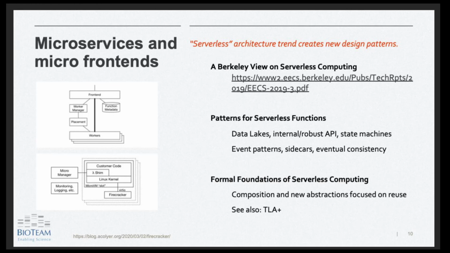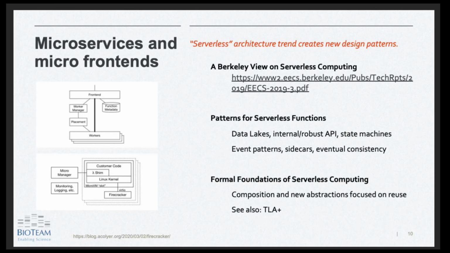And with that, we have a whole new set of design patterns emerging. The types of patterns we see in serverless are new styles of data lakes, different robust API techniques, state machines, heavily event-based patterns, security sidecars, and different ways of talking to containerized applications, and then just dealing with things like eventual consistency, right? This is a new paradigm in computing that we're just adjusting to now. The cloud kind of poses the question, like, what would you do if you had 1 million CPUs?